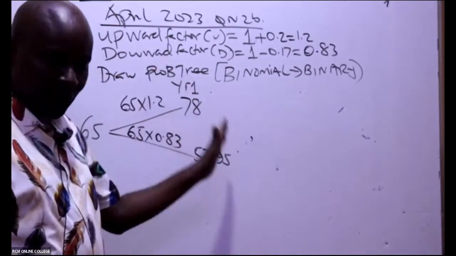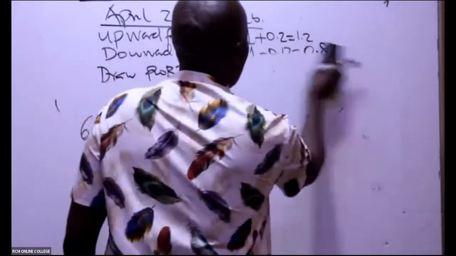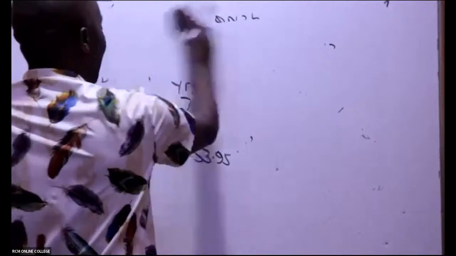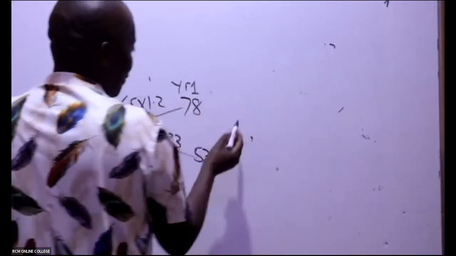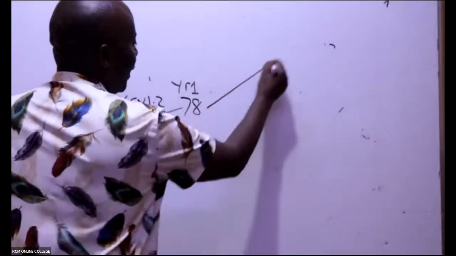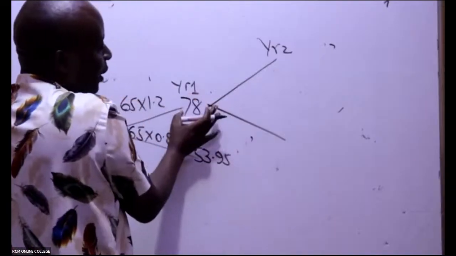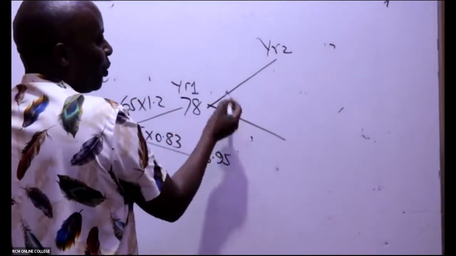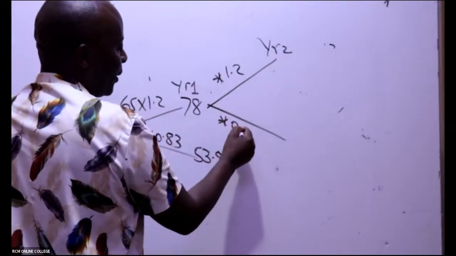Then now we go to period number 2. So period number 2, how does this behave? There are 2 possibilities. If the price was 78, when we go to year 2, we could either again have this thing going up or down. So if it goes up, I multiply by 1.2. If it goes down, I multiply this by 0.83.